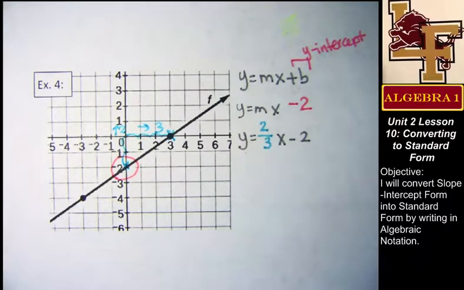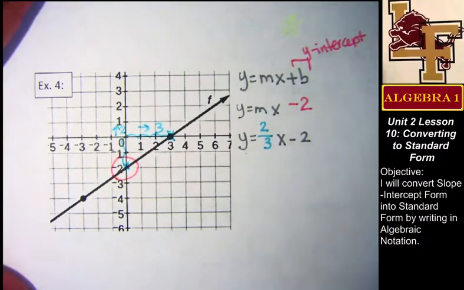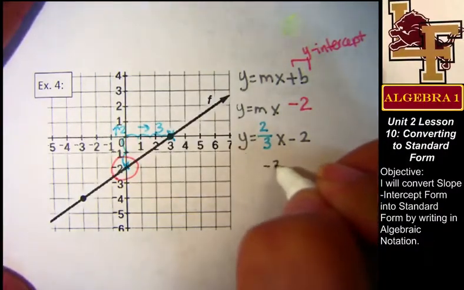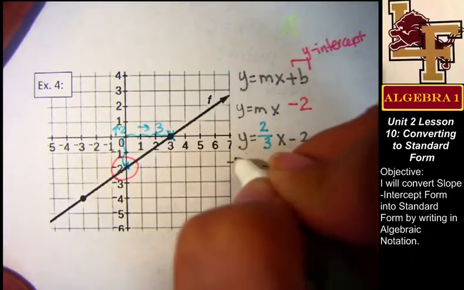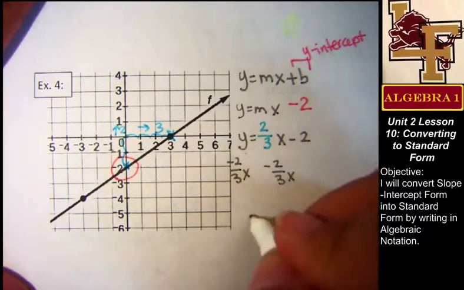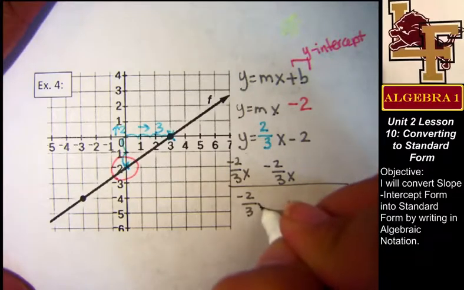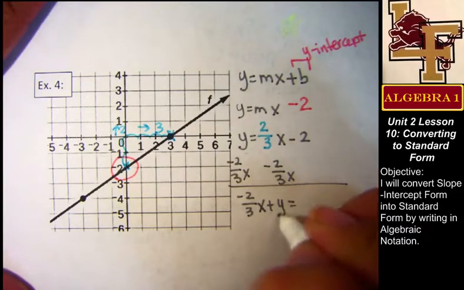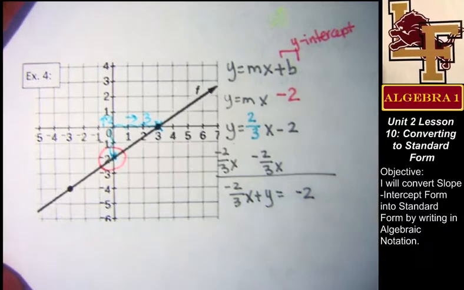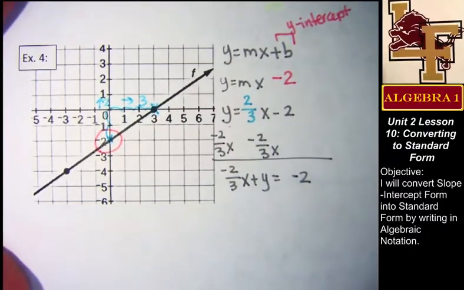And now this thing is exactly like all the others that we've done so far. It's in slope-intercept form. I can convert it to standard form. I'm going to move my x term over by subtracting it from both sides. I have a fraction. I need to get rid of fractions.